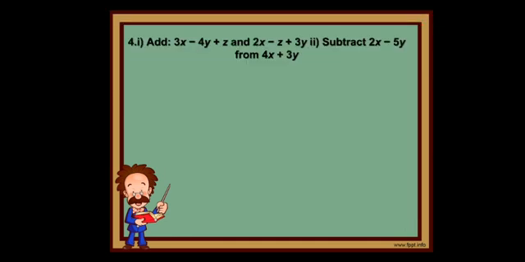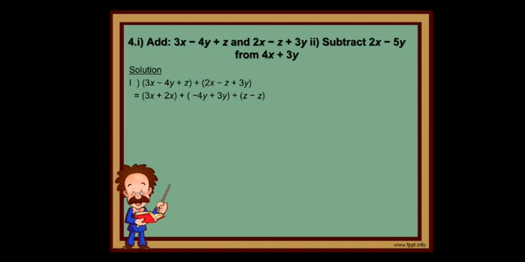So the fourth one: add 3x minus 4y plus z and 2x minus z plus 3y. First one, we have to add. So while adding, what we have to do is first pair the like terms, 3x and 2x. Then minus 4y and here we have 3y. So minus 4y plus 3y, plus z minus z.